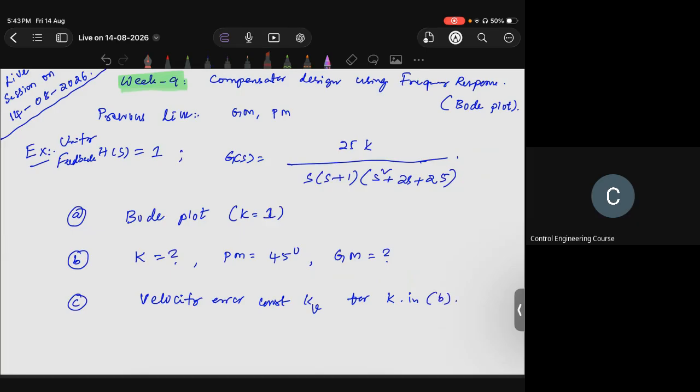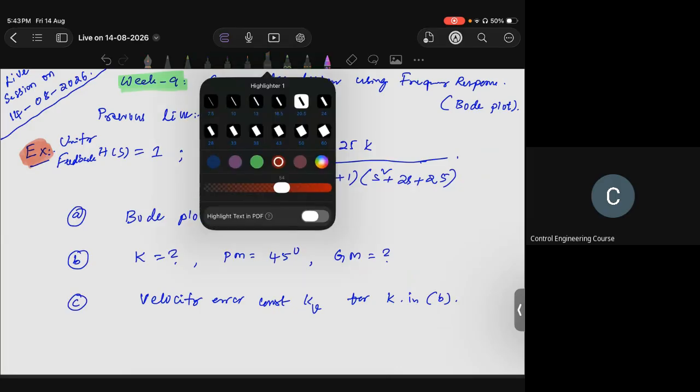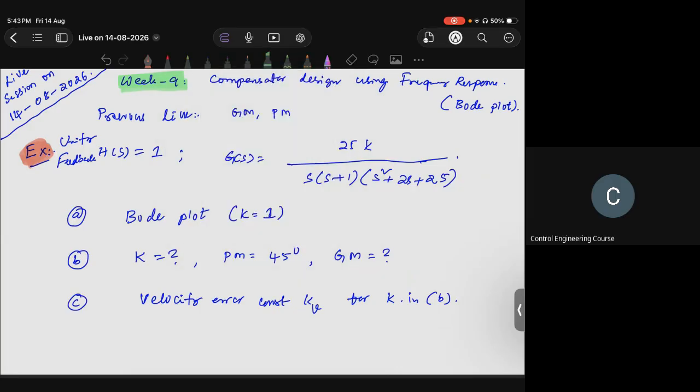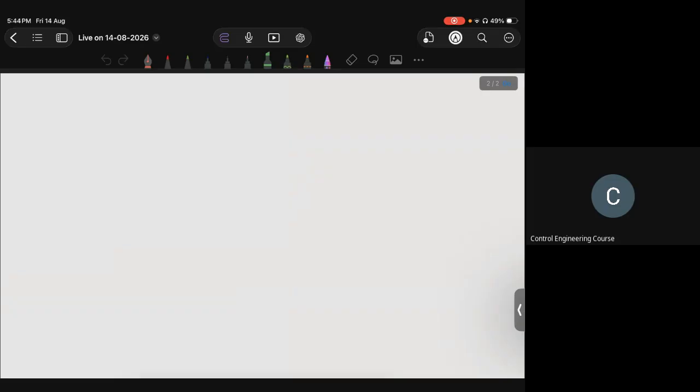So what we are trying to do here is, for H(s) given, feedback and plant given, we need to draw the Bode plot. After that, find what value of k will give a phase margin of 45. Then for the same k, find the gain margin. Then find the velocity error constant Kv for this k. Let us go one by one. If you have any doubts, you can ask me.